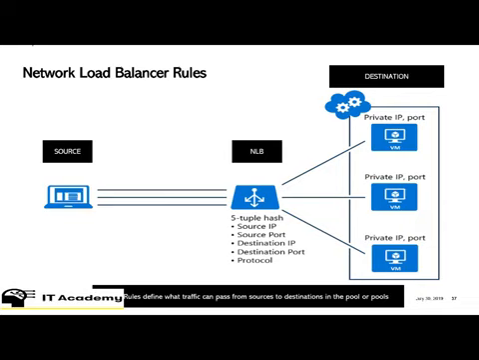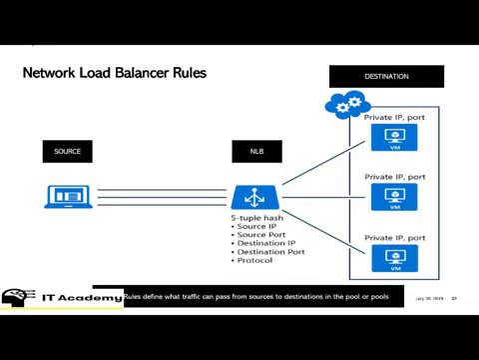The types of rules we can create on the load balancer include source IP. So what we can do is whitelist or blacklist particular IP addresses or ranges of machines from being able to communicate with the load balancer. So maybe we only want to allow certain IP addresses to connect, or maybe we want to block particular IP addresses that have been used in attacks from being able to connect.